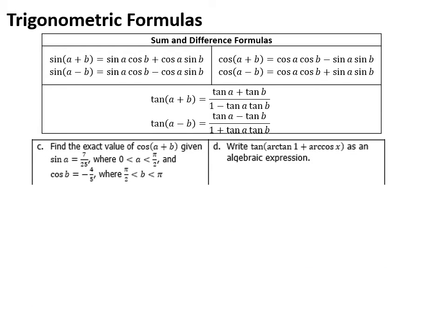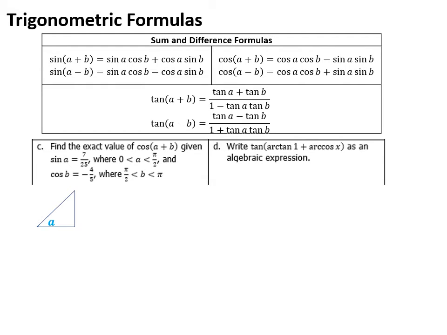Next, still working with addition and subtraction formulas, we want to find the exact value of the cosine of a plus b, and we're given that sine of a is 7 over 25 and a is in the first quadrant. Cosine of b is negative 4/5, and it happens to be in the second quadrant, so draw a couple triangles.